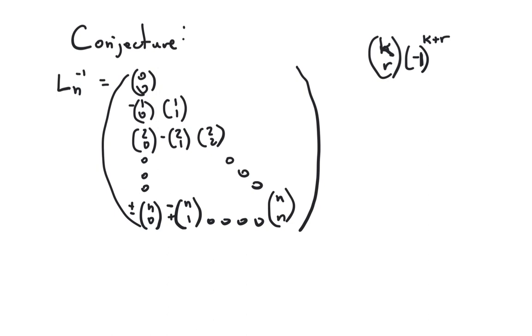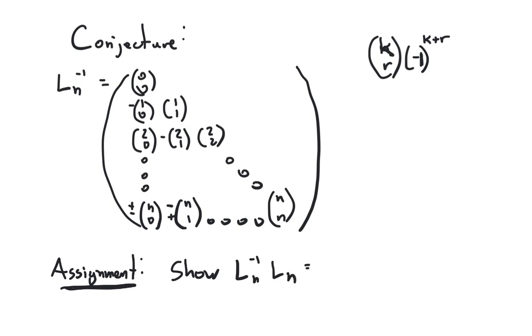And on the next assignment, you'll be asked to show that the inverse of Ln times Ln itself does indeed give you the identity matrix, which means that this is the proper inverse. So that you'll be asked to show on your assignment.